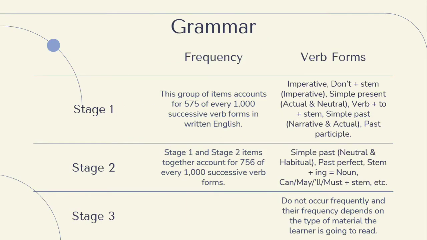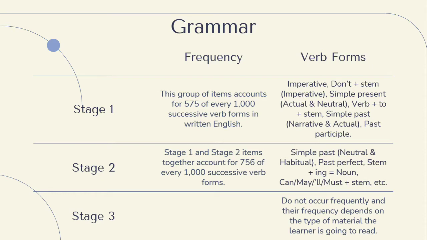And then the grammar. There are several frequency counts of verb form usage in English which can act as the basis for the selection and sequencing of items in a course. George 1963 suggests that a reasonable basis for stage 1 of a course would consist of the following verbs: imperative, don't plus stem, imperative, simple present, verb plus to plus stem, simple past, and past participle. This group of items accounts for 575 of every 1000 successive verb forms in written English.